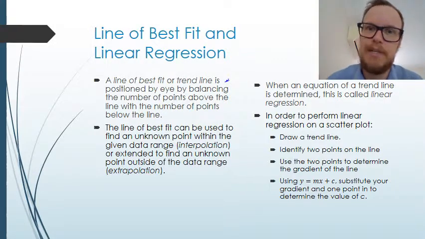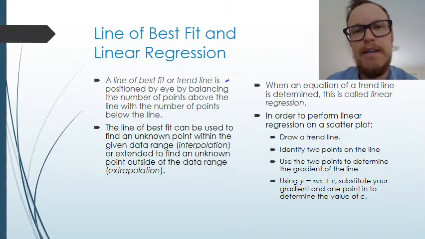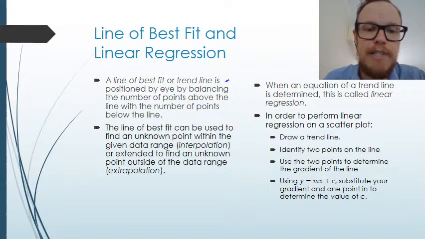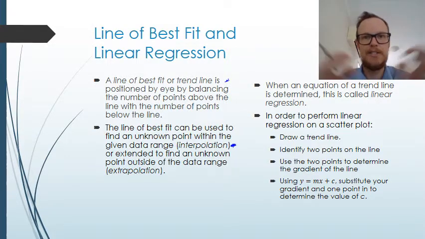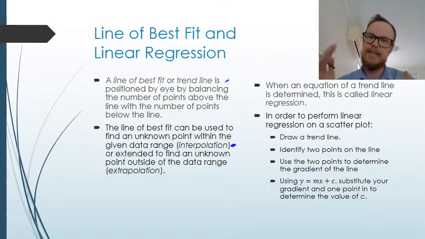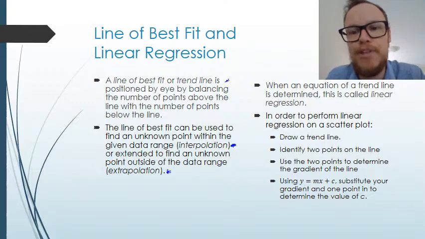It's best to use a clear ruler when trying to do it by eye, because then you can make adjustments and position the line as best to try and balance the trend of the data as it's increasing or decreasing. The line of best fit can be used to find an unknown point within the given data range. That's called interpolation. So inter means inside. So interpolation allows us to find a data point within the data set that we have, or we can extend it outside of the data set that we have to extrapolate. Extra means in addition to, outside of. So we can look outside of the data range by using extrapolation.